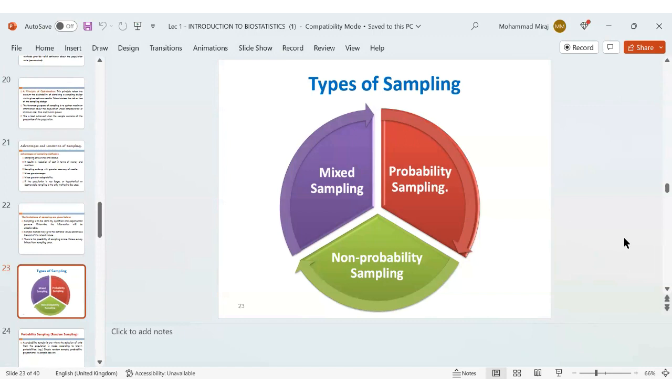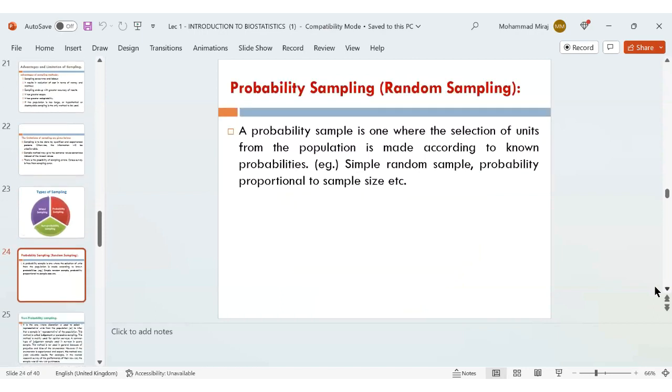So sampling basically, in order to do a research study, we need to collect the sample from a population. So population is the larger context from where we are drawing our sample. When we draw a sample, there are different ways of drawing a sample. It can broadly depend on three different categories: probability sampling, non-probability sampling, and mixed sampling.